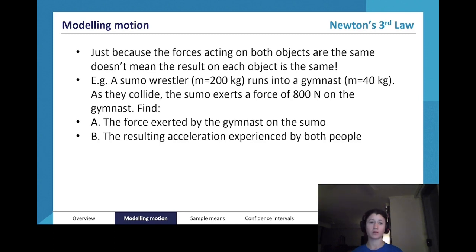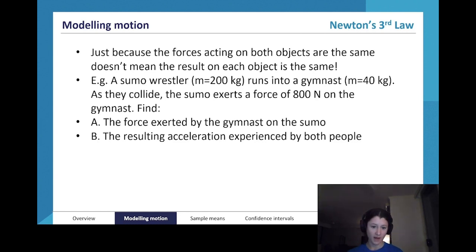So, we have a sumo wrestler with a mass of 200 kilograms running into a gymnast with a mass of 40 kilograms. As they collide, the sumo exerts a force of 800 newtons on the gymnast. Find the force exerted by the gymnast on the sumo and the resulting acceleration experienced by both people. Right. Pause the recording, have a go at this question if you're feeling confident. If you're unsure, don't worry about it. We're just going to go through the solution now. So, let's quickly draw a diagram of what we're seeing.